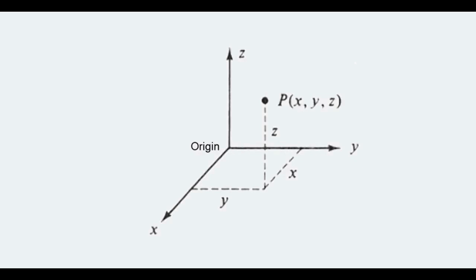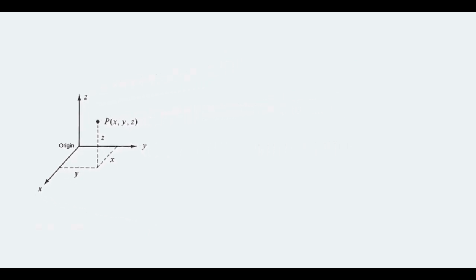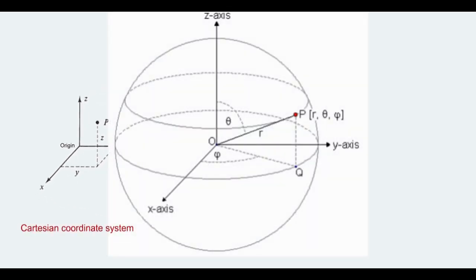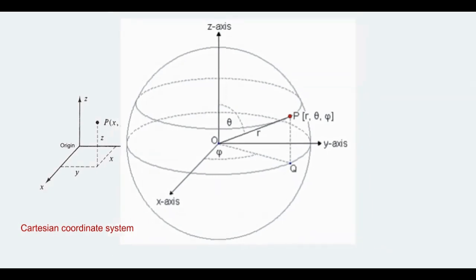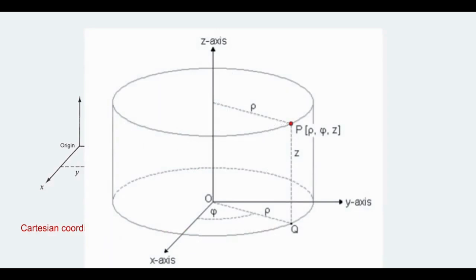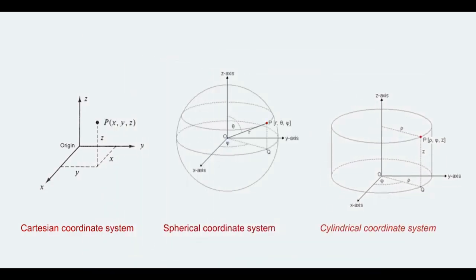The second type of coordinate system is the spherical coordinate system. In the spherical coordinate system, the location of the point is specified by the coordinates r, theta, and phi. The third type is the cylindrical coordinate system. In this system, the location of the point is specified by the coordinates rho, phi, and z. Here, we can see that the Cartesian coordinate system uses three distances, the spherical coordinate system uses one distance and two angles, and the cylindrical coordinate system uses two distances and one angle.